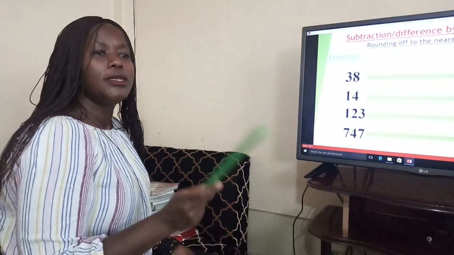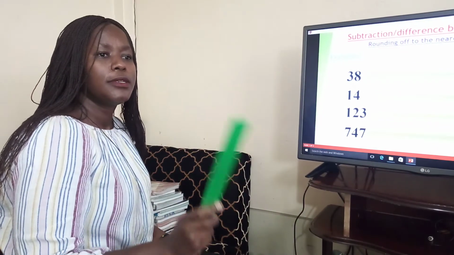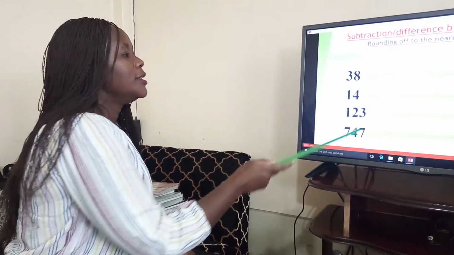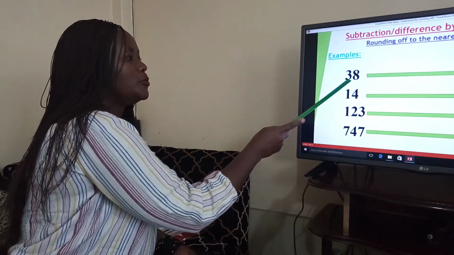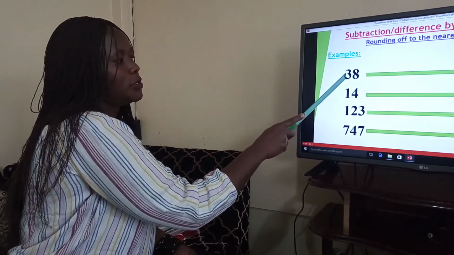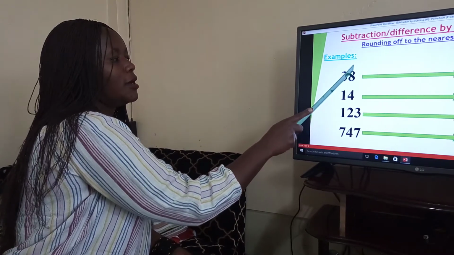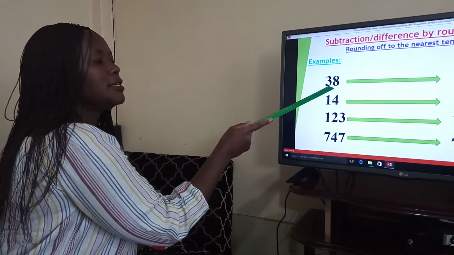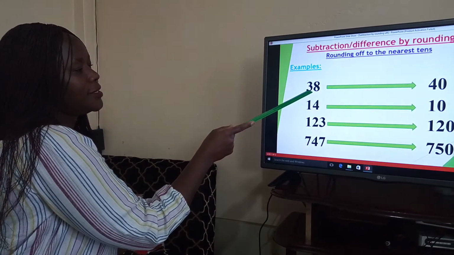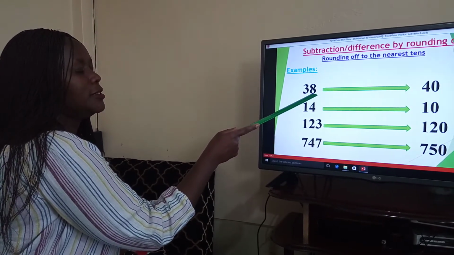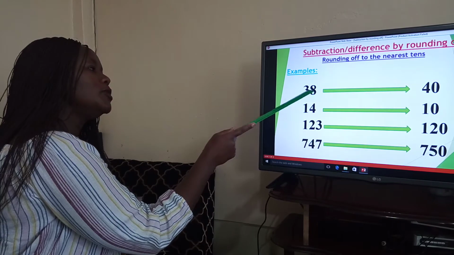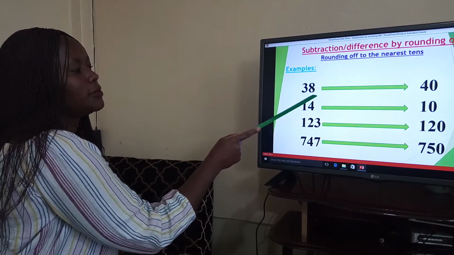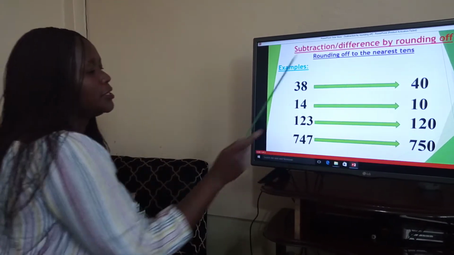But if the number happens to be 5, 6, 7, 8, or 9, we say those are strong numbers, and that affects the place value digit in this way. We normally add 1 to the place value digit, and then the rest of the numbers on the right become zeros. So for 38, our place value digit is 3. The next number to the immediate right is 8. So 8 happens to be a strong number. So what do we do to 3? We add 1 to 3, it becomes a 4, and 8 definitely becomes a 0. And 38 to the nearest tens is 40.